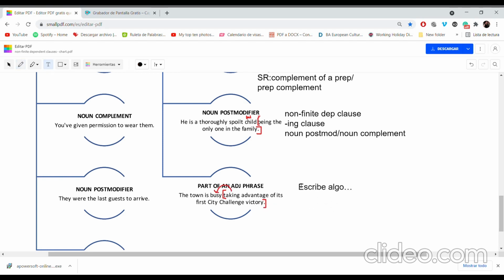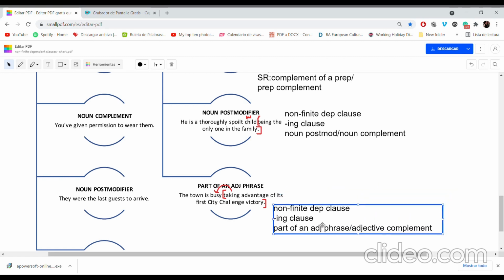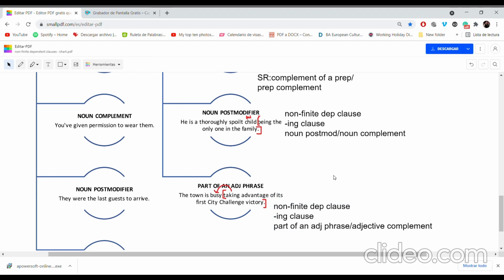So if you want to analyze this, remember non-finite dependent clause. Then this is an ing clause and it has the syntactic role of being part of an adjective phrase. You can also say here this is an adjective complement. Both terms are okay. You can use whichever you want.